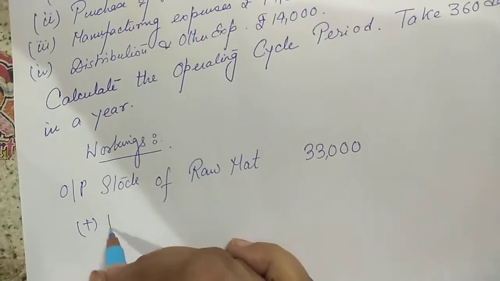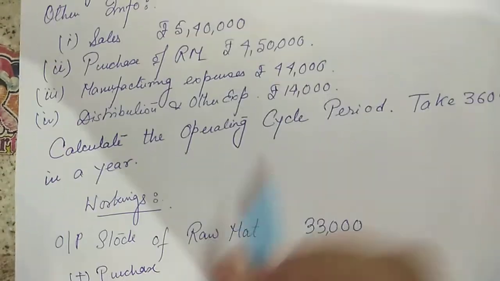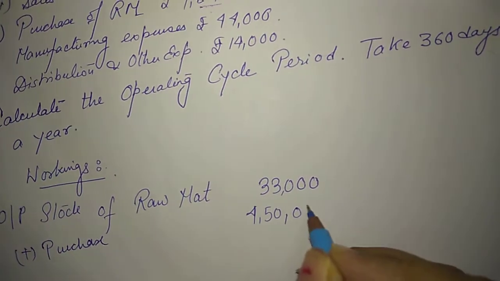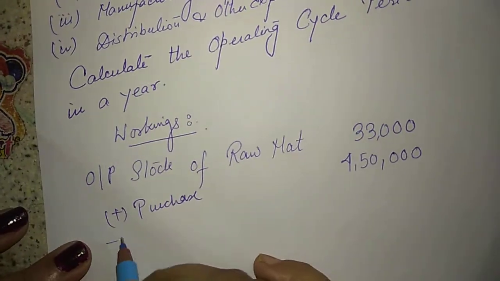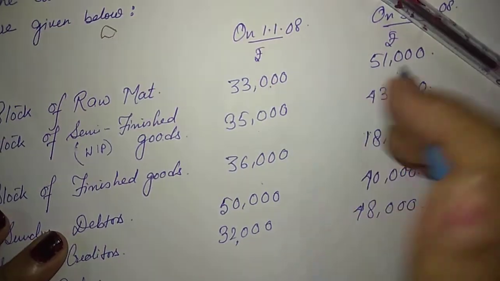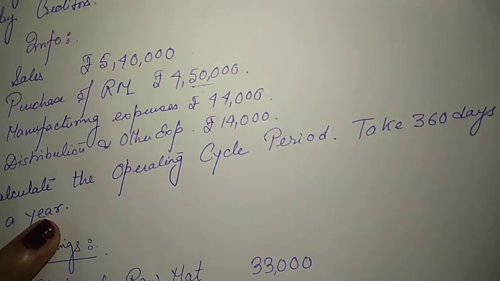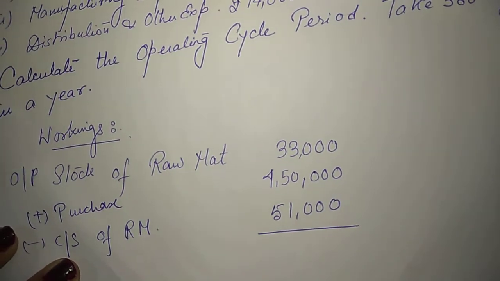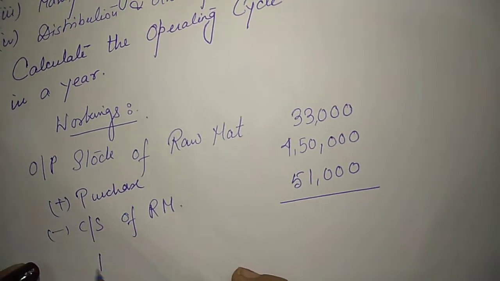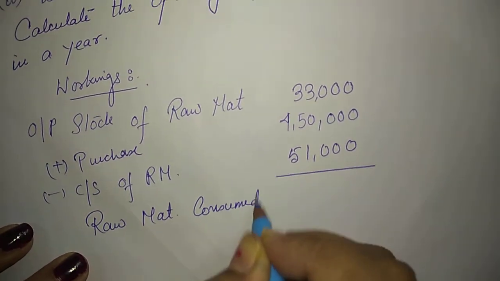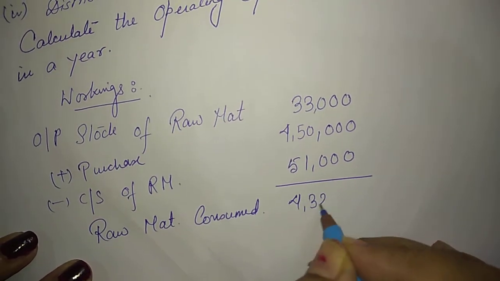Add purchases. Purchase of raw material 4,50,000. Then less closing stock of raw material. Closing stock of raw material 51,000. So opening stock add purchase less closing stock will give me raw material consumed. It's coming to 4,32,000.